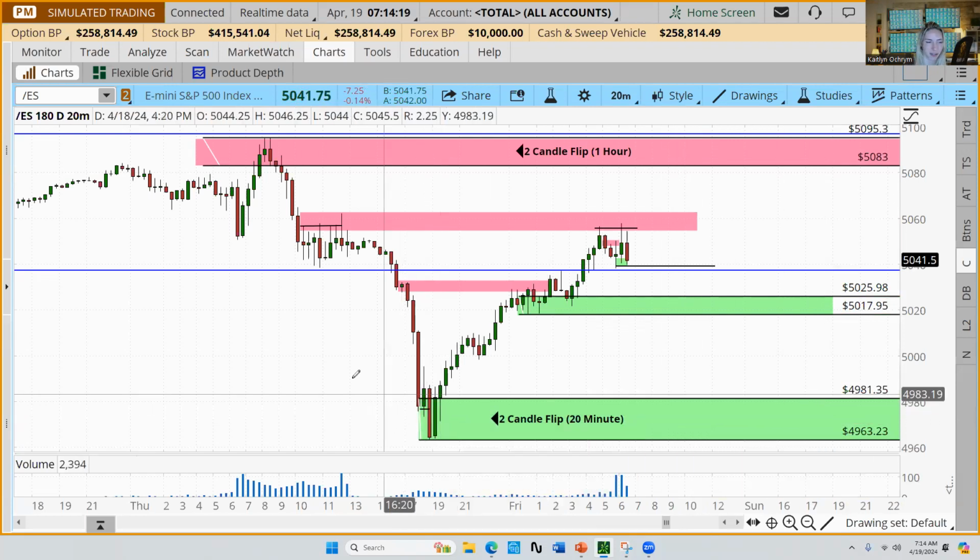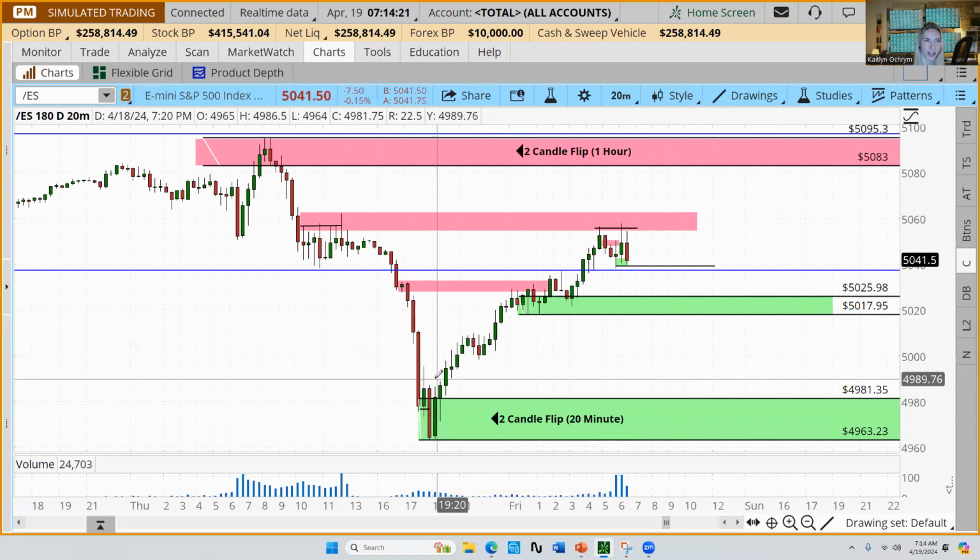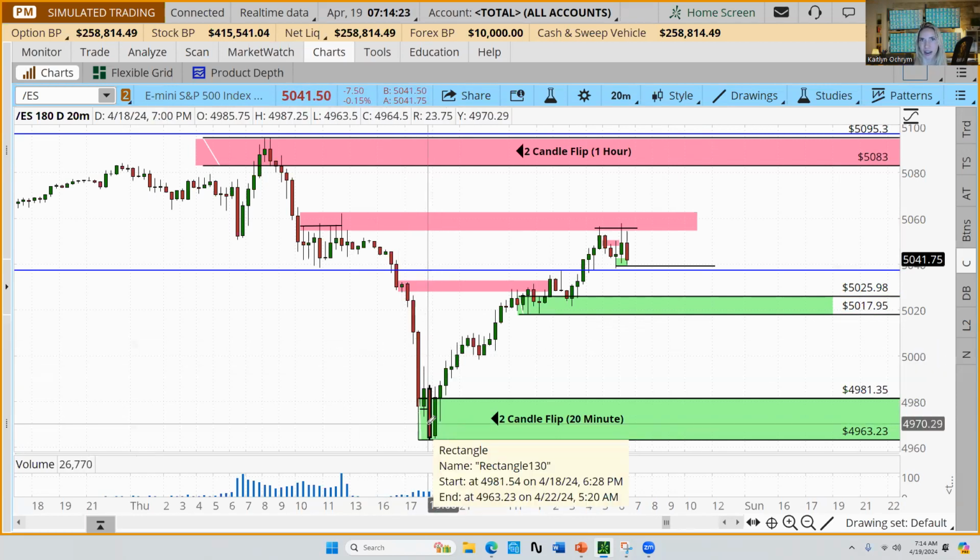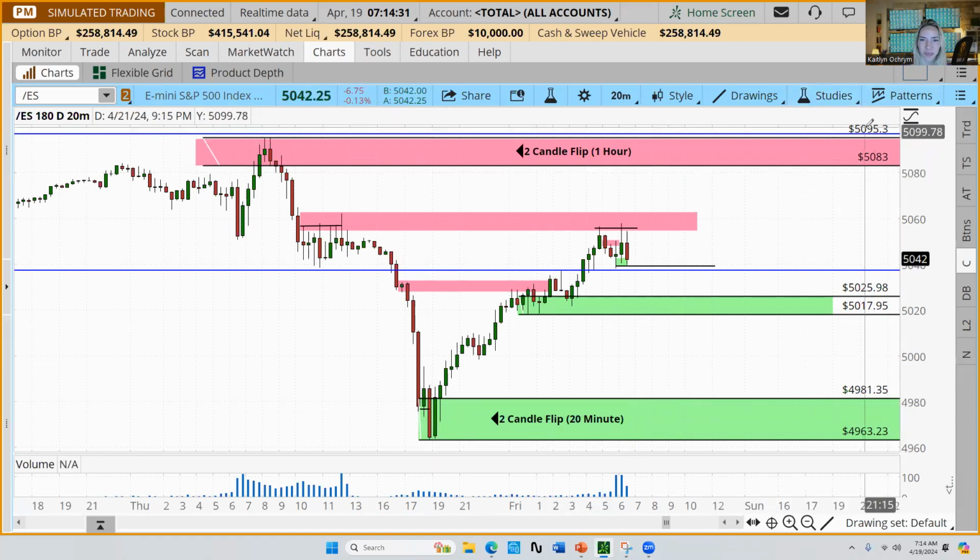Great entry point, Michael. Where you got in is after a downside breakout. Love those because it's getting a lot of the shorts in. And then that's where we want to start looking for those 2-candle flips to take it back long.